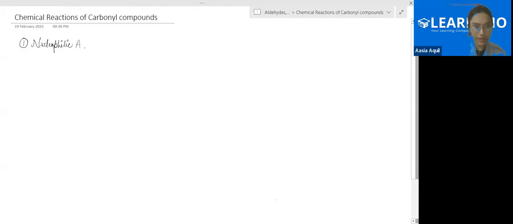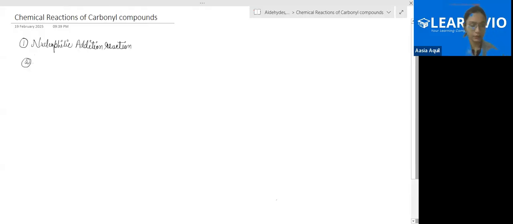Nucleophilic, not substitution, addition reaction. Basically, aldehydes and ketones undergo nucleophilic addition reaction, right? And these reactions are catalyzed by both acids as well as bases. So we will see some important nucleophilic addition reactions.